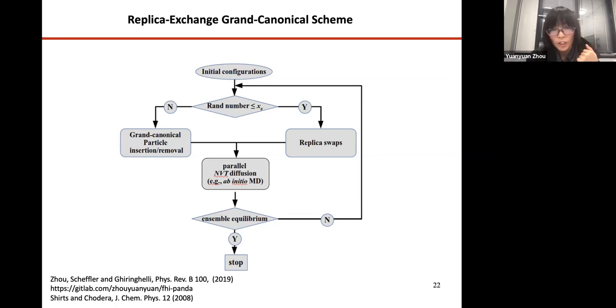After each particle exchange or replica exchange, you get new configurations, or if the exchange is rejected, you keep your original ones. Each of these configurations then goes through ab initio molecular dynamics to further relax the system. This procedure is iterated until the defined quantities reach equilibrium or converge.